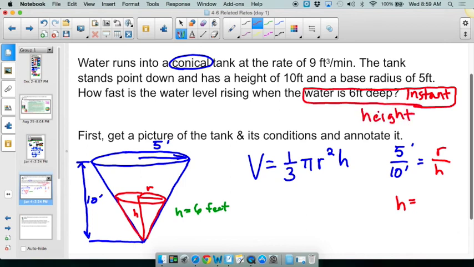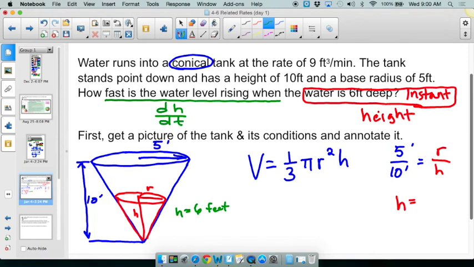What that means is that since we have information about the height, and we want to know how fast the water level is rising, what is that? It is a rate, right? Because we're saying how fast. So we know it's a rate. The rate of change of what? The height. So we know this is a dH/dt.